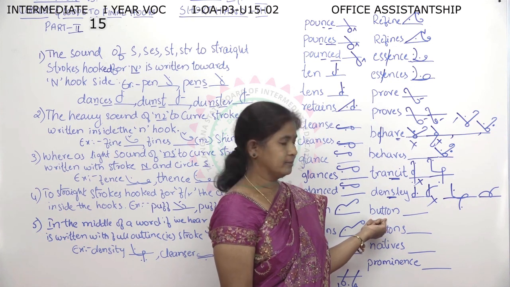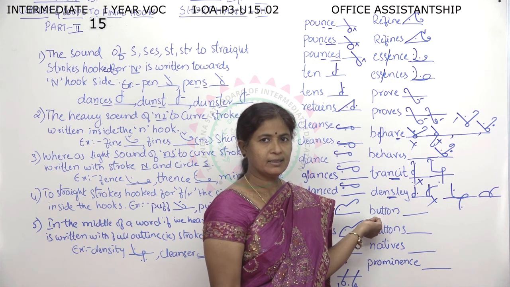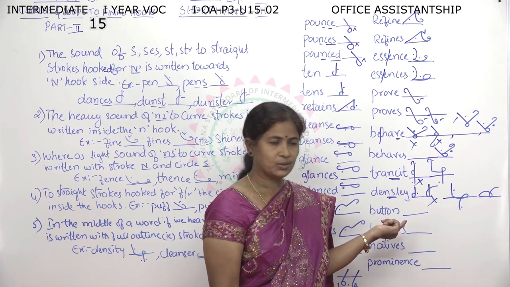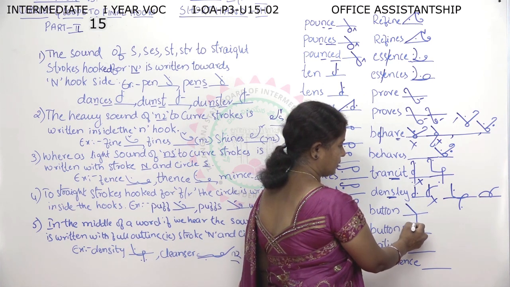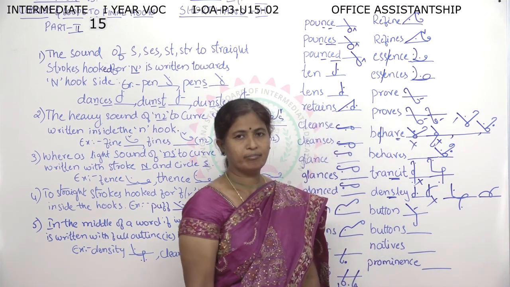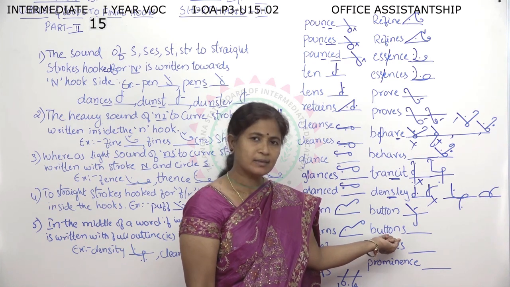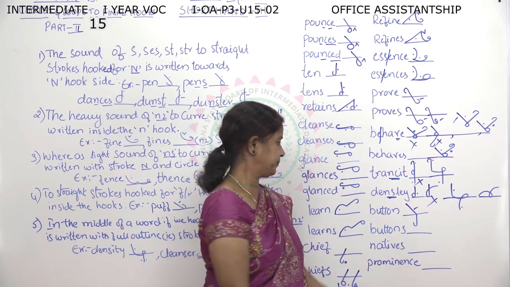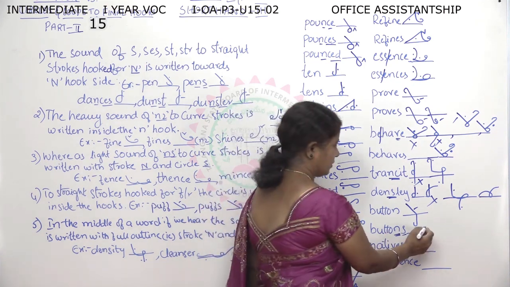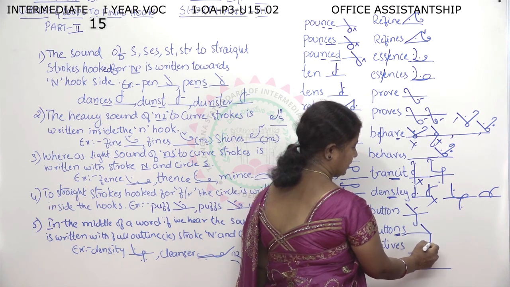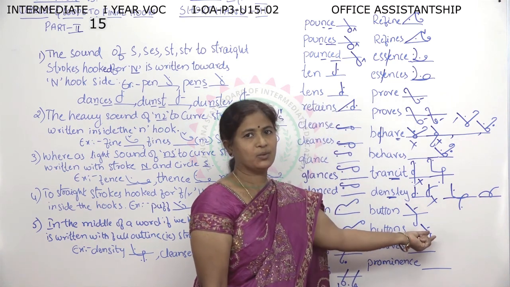Button. Sound the word. B, T and N. How do we write N? B, T and N. Button. T and N. In buttons, we turn circle S towards the N side. After N, we hear the sound of S. Okay. Now, buttons: B, T, N and close the circle. We close the circle completely towards the N side. Okay.